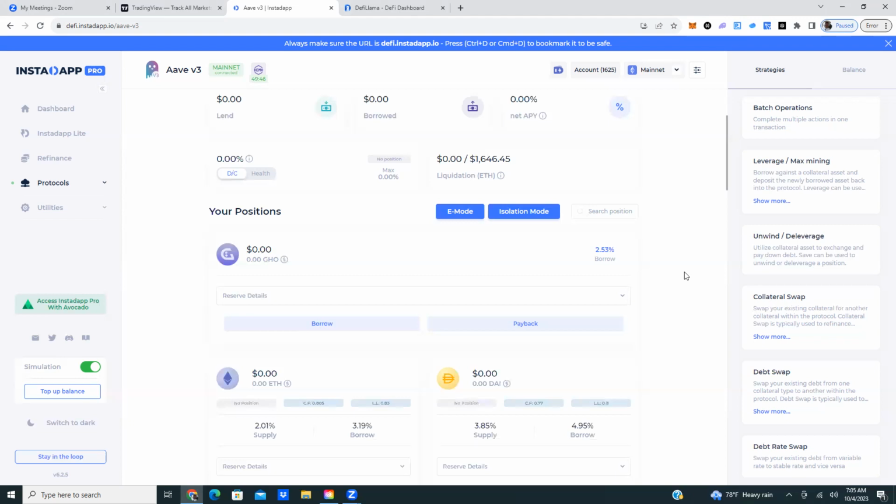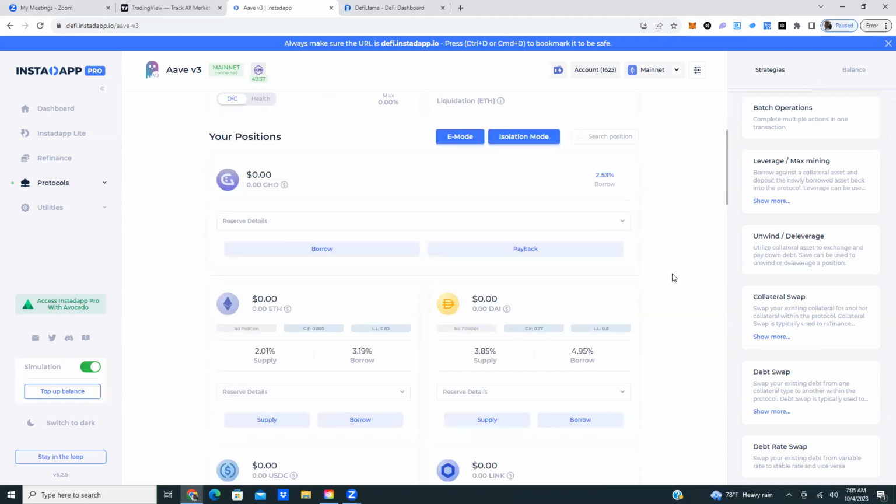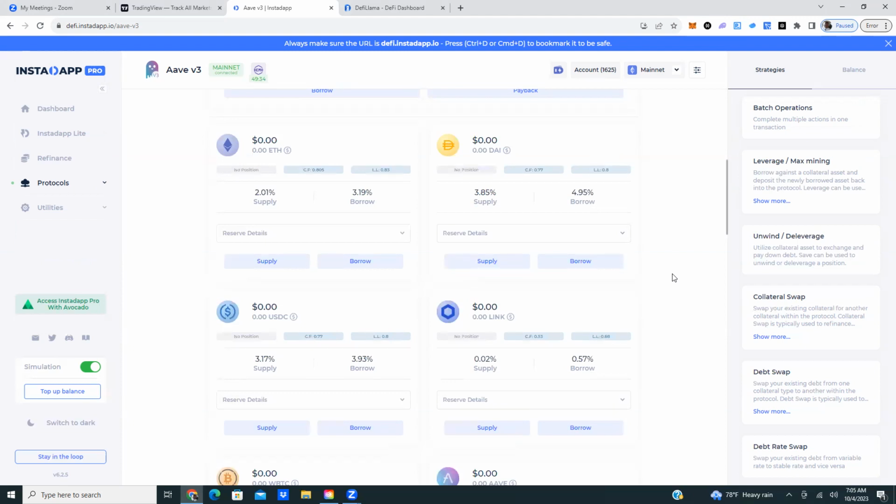On Instadapp, you'll be able to deposit cryptocurrency and then borrow against that cryptocurrency. You're going to be doing that on the Ethereum mainnet, so you're going to be paying gas fees to do transactions on this particular platform. You will need a MetaMask wallet, and you can download it at metamask.io, and you will need to save those seed phrases once you download that MetaMask wallet.